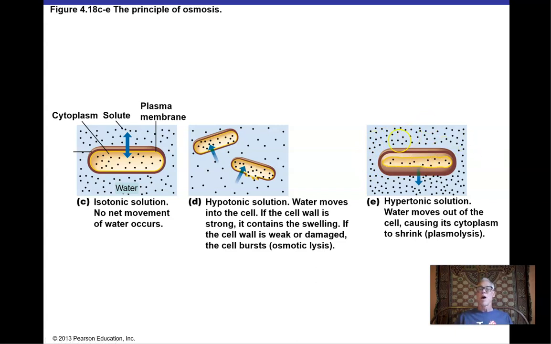And this is called a hypertonic solution. So now the higher water concentration is on the inside, and water will diffuse out by osmosis, and the cell will shrivel up. Another way of controlling microbial growth is by placing them in a hypertonic solution, and their cytoplasm shrivels right up and they can't grow and divide.